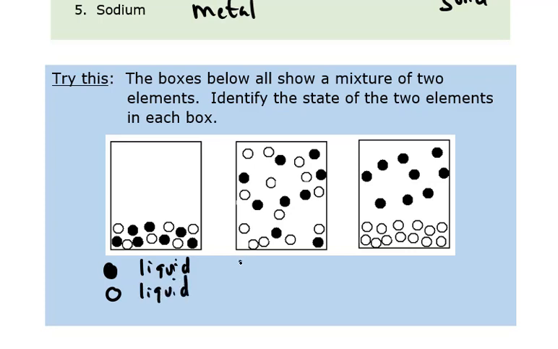Okay, in the second one, the shaded ones are taking up the entire volume. They're not condensed, which means they are a gas. And the unshaded ones, exactly the same thing. They're just spread out through the container, so they are also a gas. In the third one, the shaded ones are spread out through the container, whereas the unshaded ones are condensed at the bottom. They're not ordered. So they would be a liquid, and the shaded ones would be a gas.